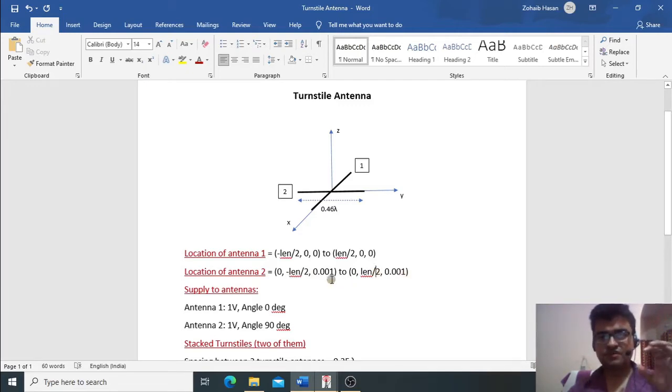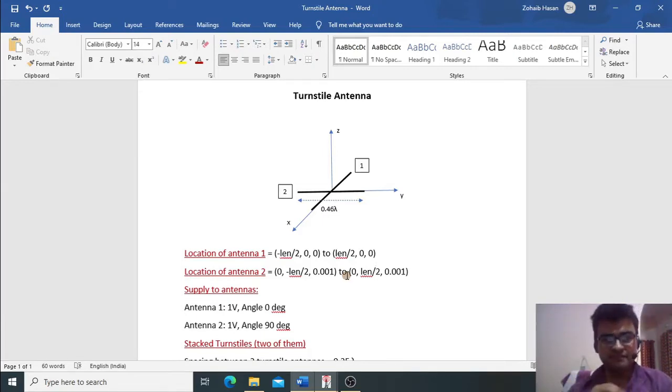Also we cannot intersect these two antennas, because if we intersect, their supplies will also intersect, as you know in 4NEC2, and they have to be different. So what I have done here is, so that the radiation patterns combine with each other and they do not physically intersect, I have kept a very small distance between these two antennas.